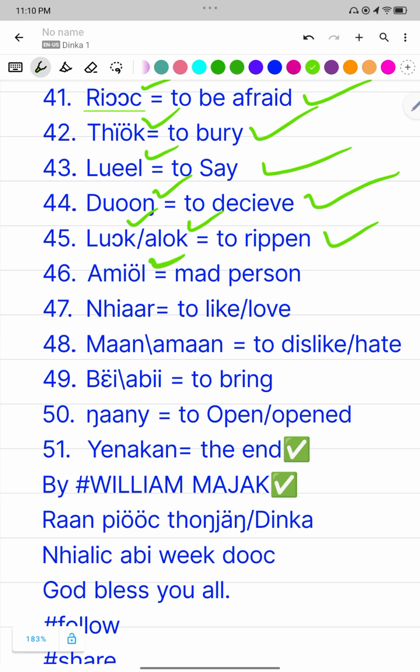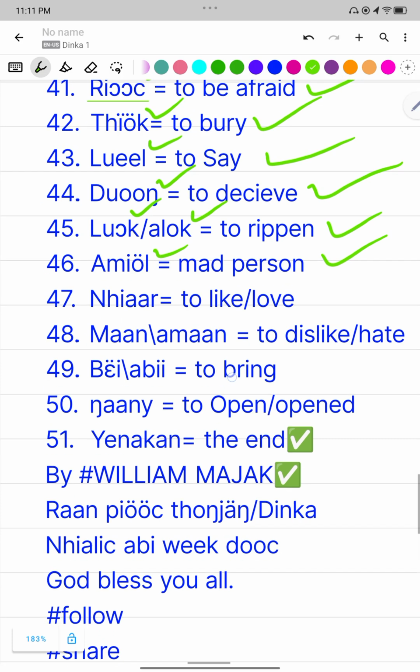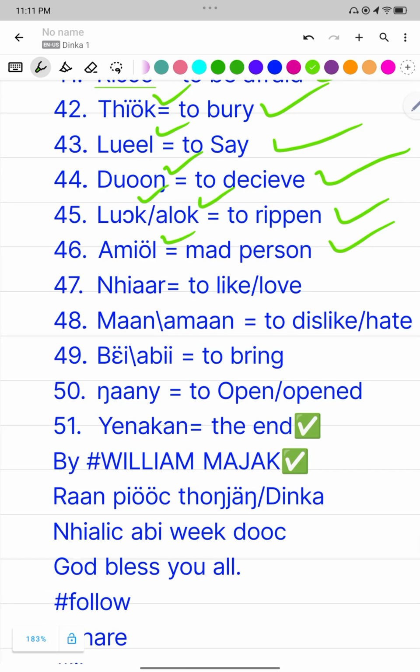Number 46. A mule or a mole. You say a mule or a mole, mad person. Ran kena a mole. This person is mad or crazy. We get before, ran means a person. Ran kena a mole, this person is mad. Or kene amol, this is a mad person.